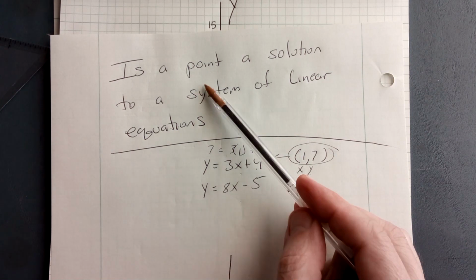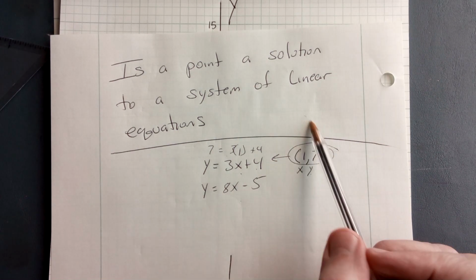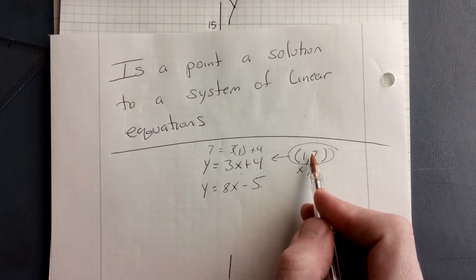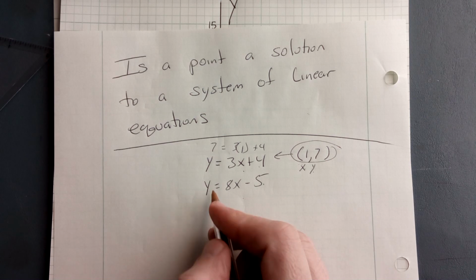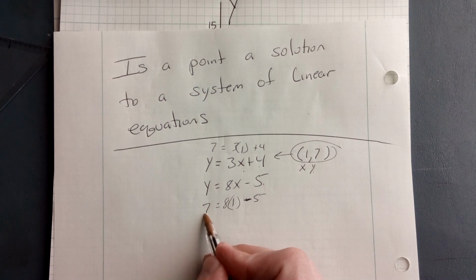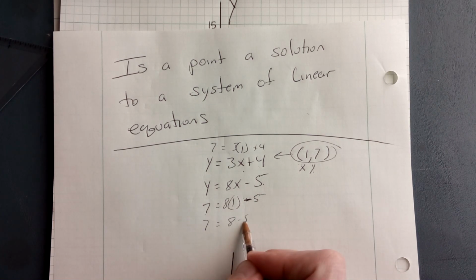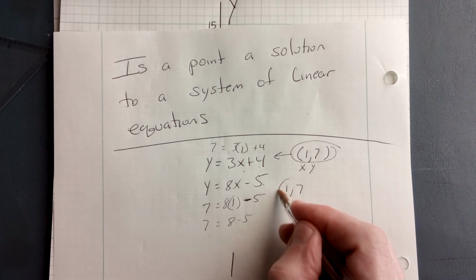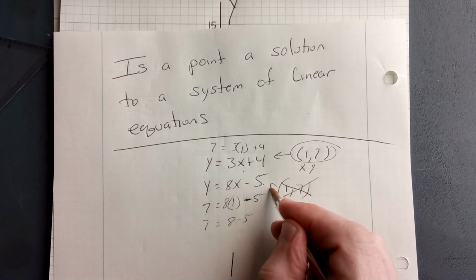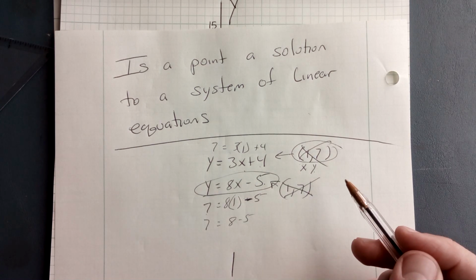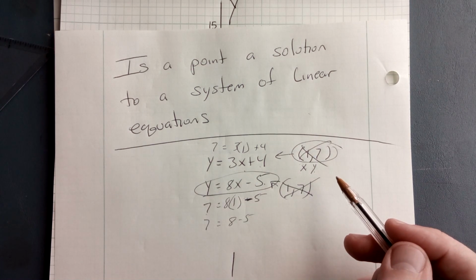But when we're looking for a solution to a system, it also needs to work in the bottom equation. So for instance, if I plug in a 7 for y, and then a 1 for x, and then I multiply by 8 and minus 5, does 7 equal 8 minus 5? It doesn't. So (1, 7) is not a solution to this second equation, then (1, 7) is not a solution to the system of equations.